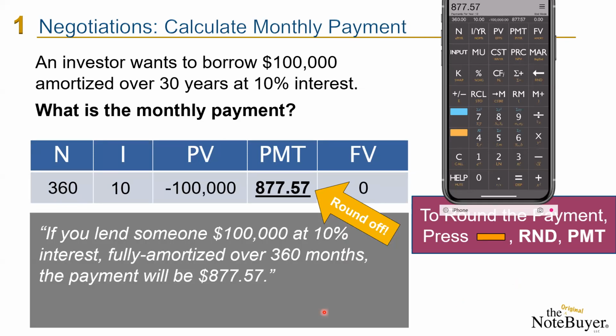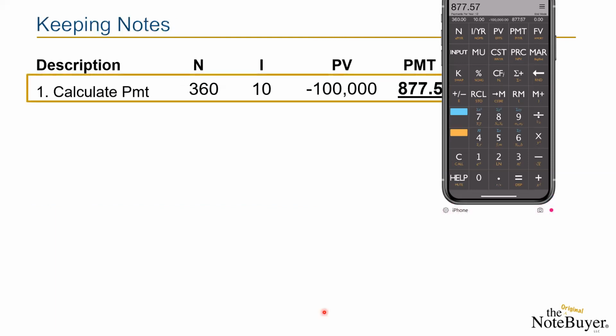Now, this tells me that if I lend someone $100,000 at 10% interest, fully amortized over 360 months, the payment's going to be the $877.57. Okay, we already did that. Everybody with me? Okay.